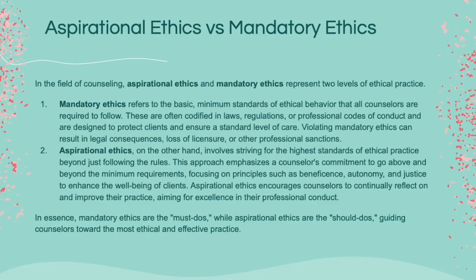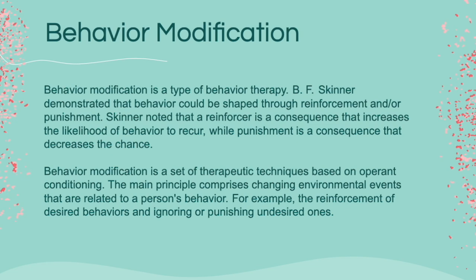Aspirational ethics, on the other hand, involves striving for the highest standards of ethical practice beyond just following the rules. This approach emphasizes a counselor's commitment to go above and beyond the minimum requirements, focusing on principles such as beneficence, autonomy, and justice to enhance the well-being of clients. Aspirational ethics encourages counselors to continually reflect on and improve their practice, aiming for excellence in their professional conduct. In essence, mandatory ethics are the must-dos, while aspirational ethics are the should-dos, guiding counselors towards the most ethical and effective practice.